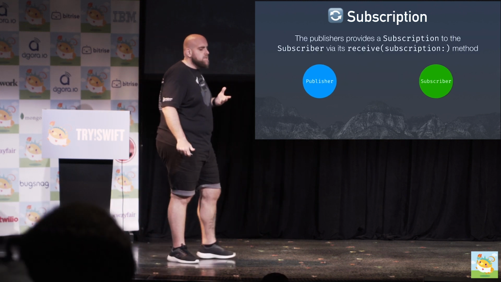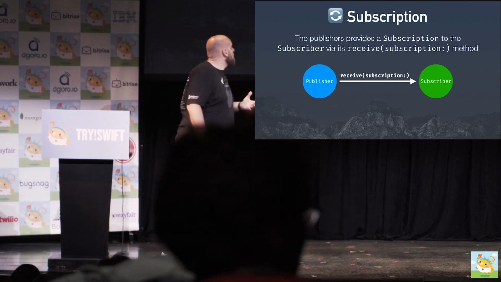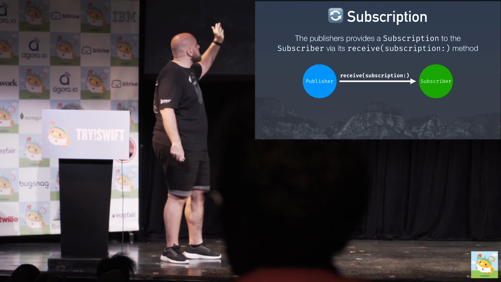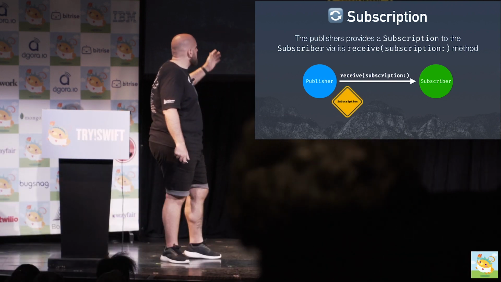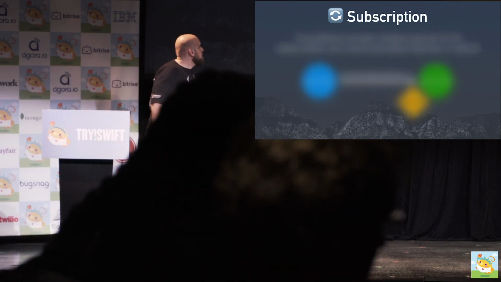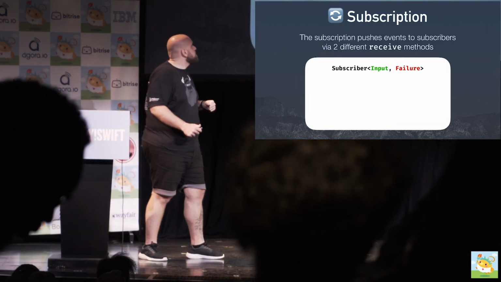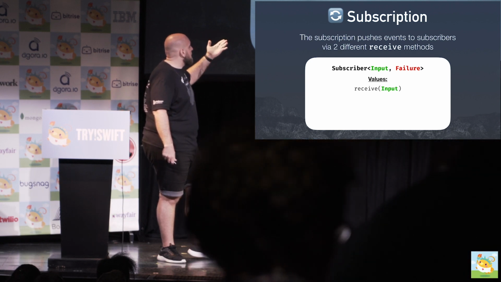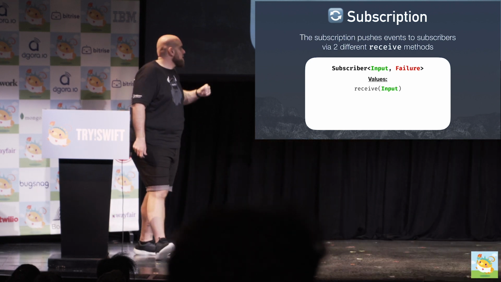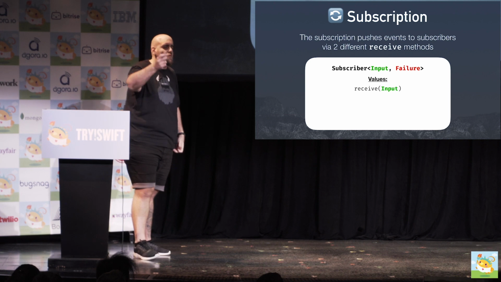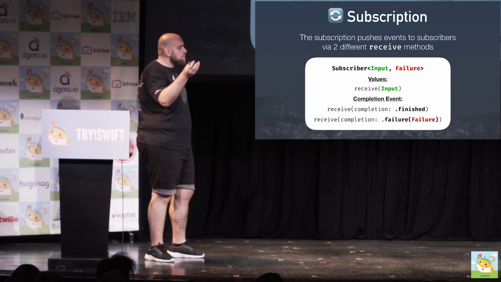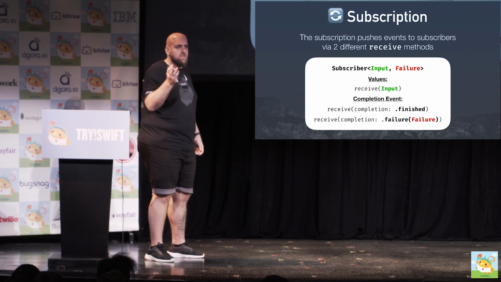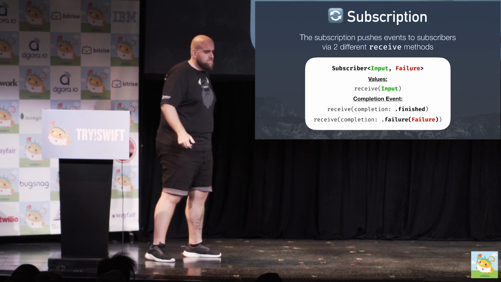So the publisher initially creates a subscription and provides it to the subscriber using the subscriber's receive subscription method. It creates it and then just pushes it. And from that point on, it can send values to these subscribers with two methods. Either the receive input method, which lets you send values to these subscribers, or receive completion, which lets you send either of the two completion events we mentioned earlier.